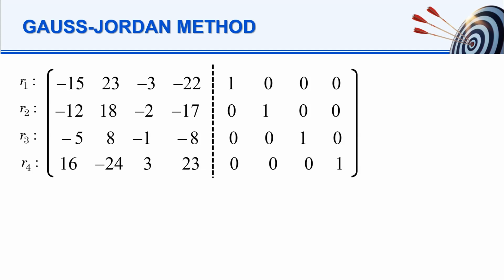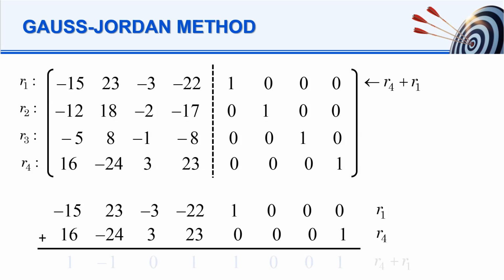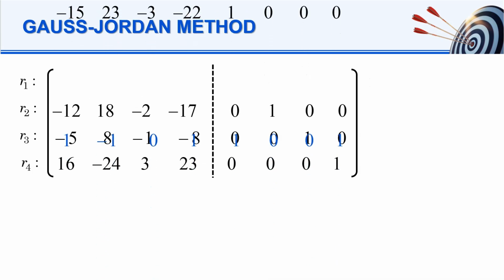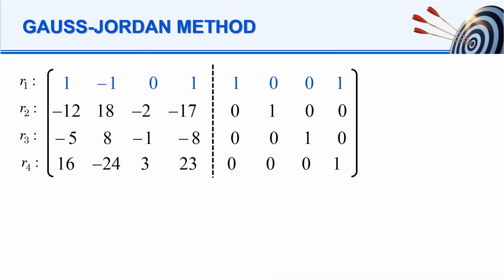We can create the pivot in the first row equal to 1 by adding the fourth row to the first row. So first row plus fourth row gives the following. The original first row, the pivot, is replaced as a result of this row operation.